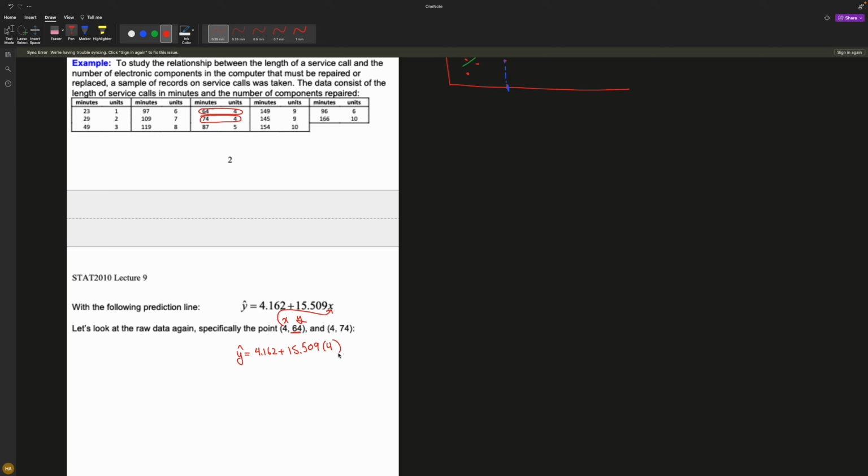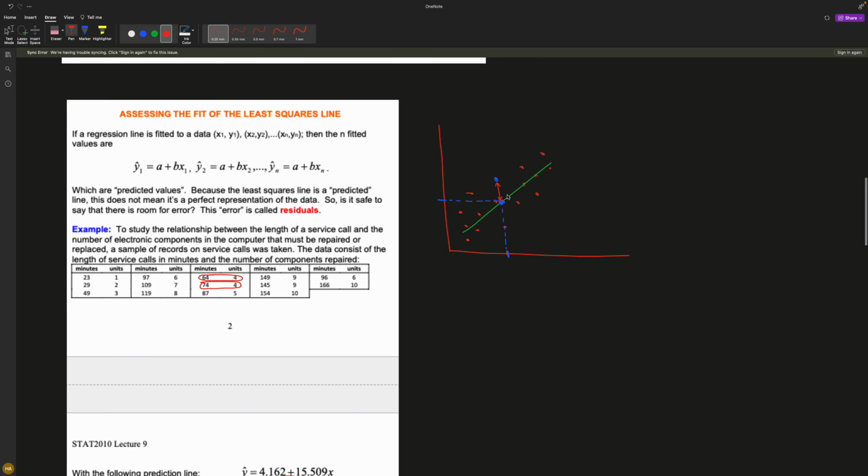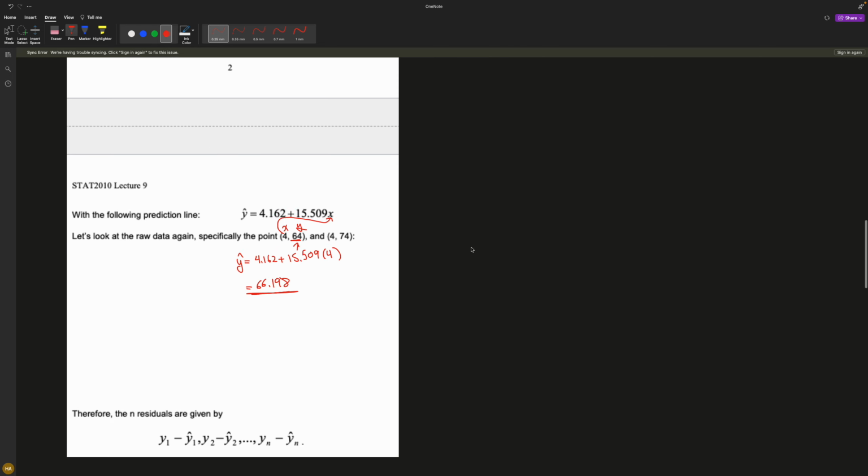And what do I get? 4.162 plus 15.509 times 4. And I got 66.198. Now, why is this number different from this number? Basically, that's because, like I said, that is an estimate, which gave me the point at the line. This is, let's say, 64. This turned out to be 66. And you see, that is the error margin.